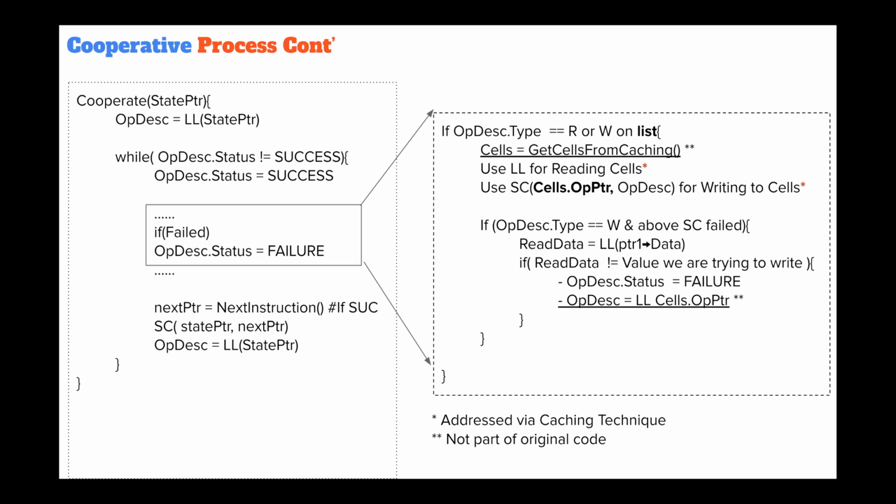What we do is essentially fetch the cells that are required for our operation, and we write to the cells using store conditional. If the write failed, then we read the data using load linked, and we check whether the thing that we have read is essentially the thing that we wanted to write to that place. If not, then we mark the operation as failure, and then we proceed to continue the while loop.